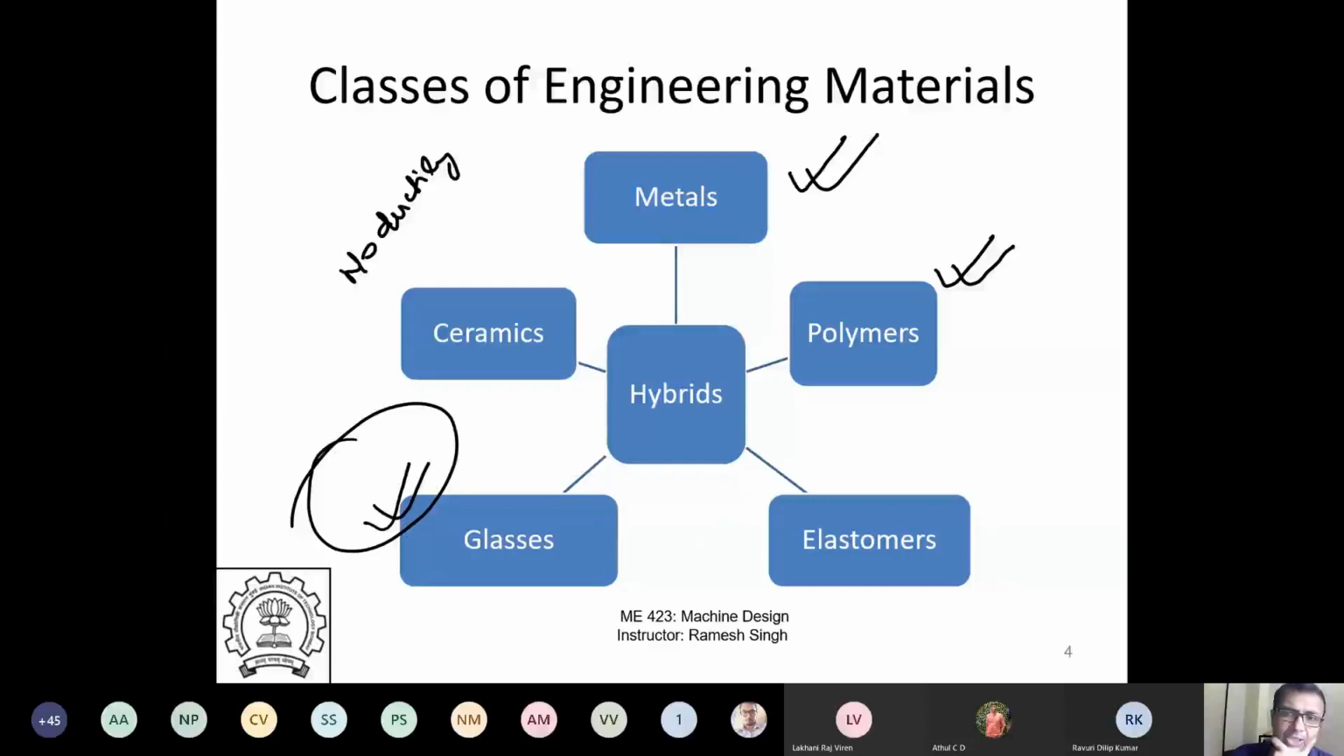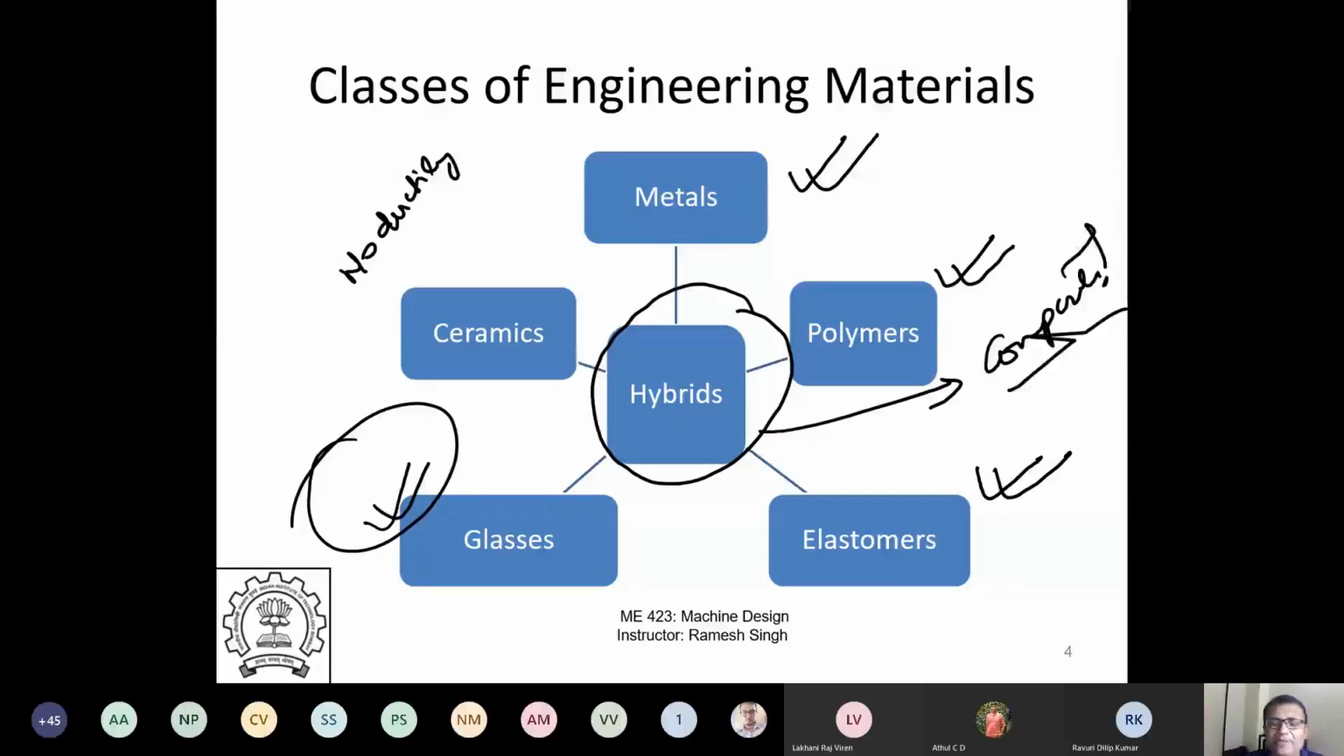Then elastomers are there, which have very high extension. For the same load, you can get very high extension and deformation. So where you want very high elongation, you can use these materials. And of late, you can have a hybrid material, which possesses the best of the properties of multiple materials, two or more in some cases. Those classes are called hybrids, and a composite is a classic example of a hybrid.